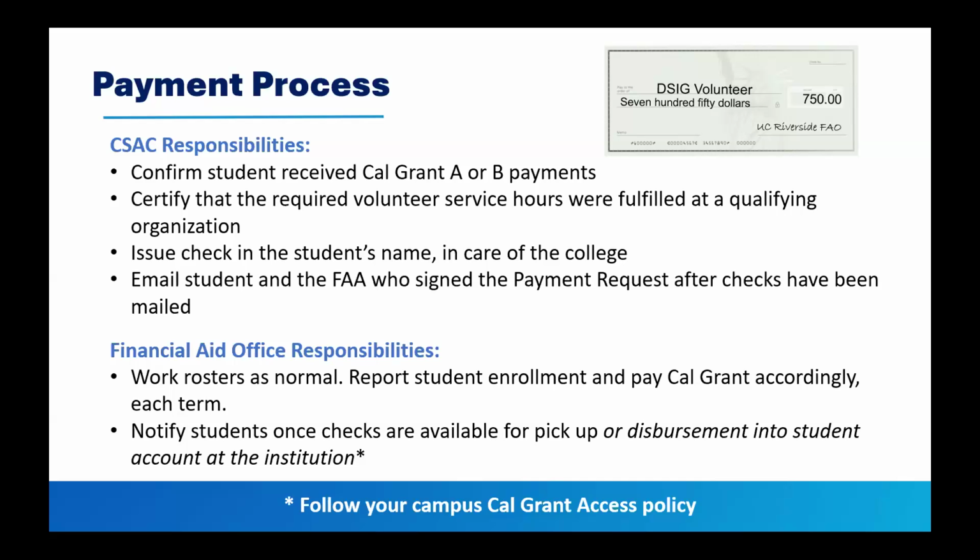On the financial aid office side, we request that you work your rosters as normal, report student enrollment, and pay their Cal Grant accordingly each term, since that's what allows them to have a DSIG payment go through. And then notify students once checks are available for pickup or disbursement into the student account at your institution. However, we do request that you follow your campus Cal Grant access policy, which I'll talk about on this next slide.